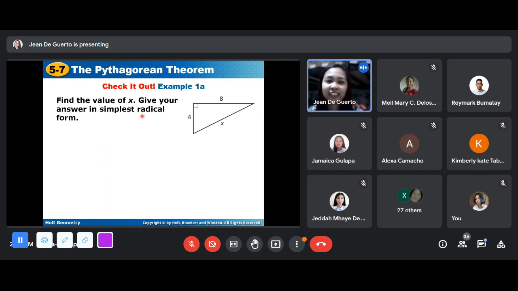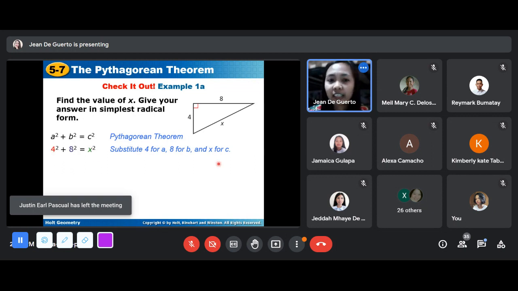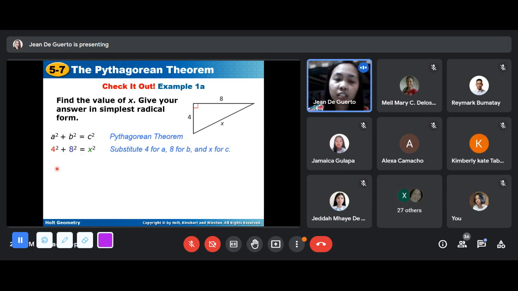Okay, so check natin. So first, we need to identify the parts, the given parts. So 4 and 8 are the legs, while x is the hypotenuse. So substitute natin yung mga given doon sa Pythagorean theorem natin. Again, kagaya ng nabanggit ko kanina, pwedeng mag-interchange yung values na isa-substitute natin dun sa A and B, but never for C. Okay? So, pwedeng 8 square plus 4 square ang gawin nyo dyan, pero dapat yung x, which is sa hypotenuse, should always be doon sa C.